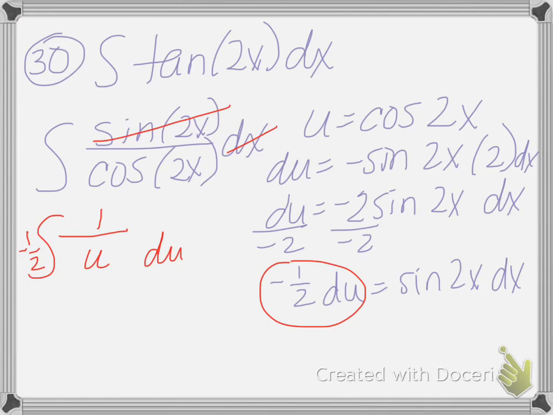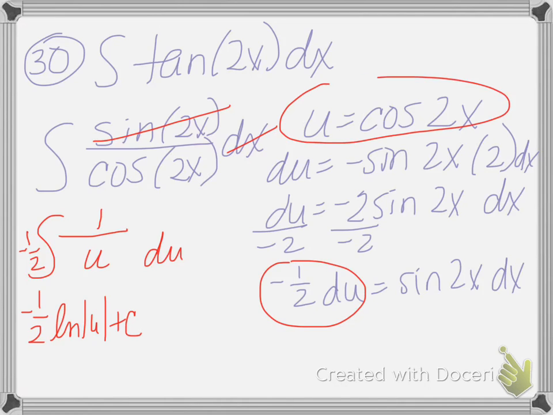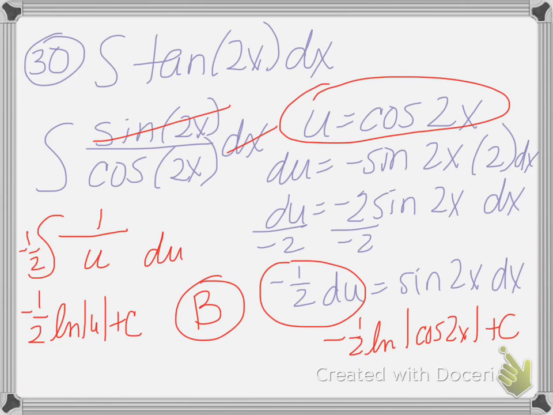So you're going to take the antiderivative. Here's the negative 1/2. The antiderivative of 1 over u is just ln u, and then plus c. However, you can't leave it in terms of u. You have to go back and replace the u with the cosine 2x. So your final answer should be negative 1/2 ln of cosine 2x plus c, and that was choice B.